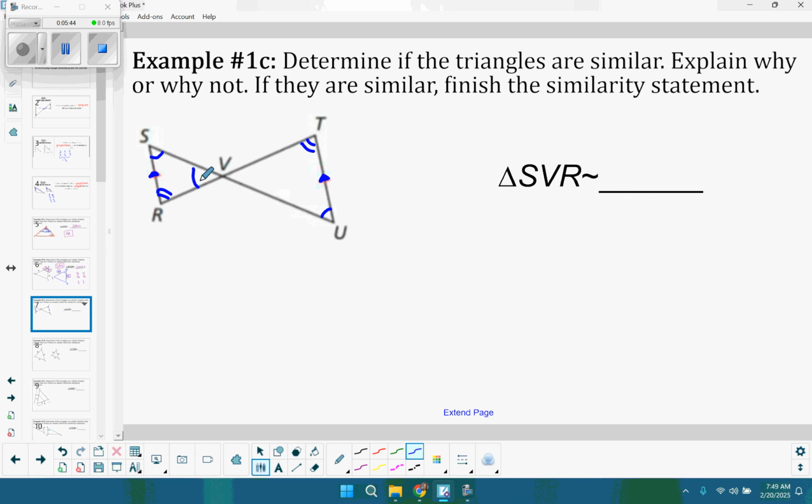Also, we could even throw in our vertical angles are also congruent. So we have 1, 2, 3 pairs of angles. That's AAA. We only have a method that's called AA, so that's what we will call it. And then SVR, so S matched with U, then V with V, and then R with T.